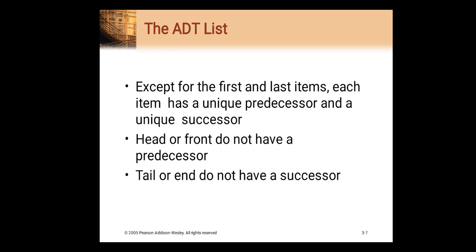Now if I have a data list, that means I have a collection of data. In that data list, except for the first and last atom, each atom has a unique predecessor and unique successor. You need to understand this statement. What I said is, in whatever data list I have, the first atom does not have any predecessor node and the last atom does not have any successor node.